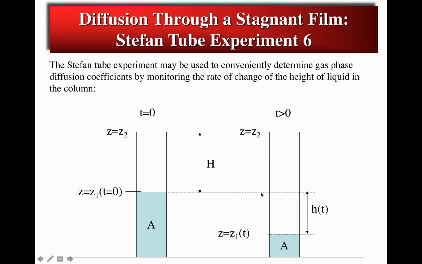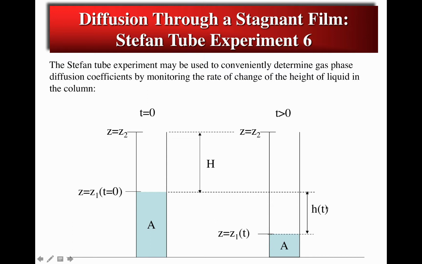You could also measure the change in the height of the liquid with time, and I'll call that h, lowercase h of t. And that's what we're going to talk about now, measurements where we measure that change in the height of the liquid A as a function of time, because this would be an experimentally accessible parameter that one could measure. And how does h of t then depend upon diffusion coefficients and the other parameters that we've been talking about?